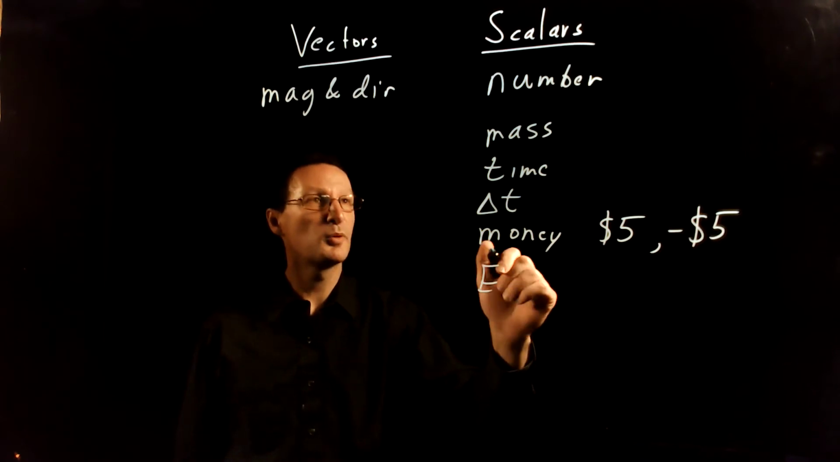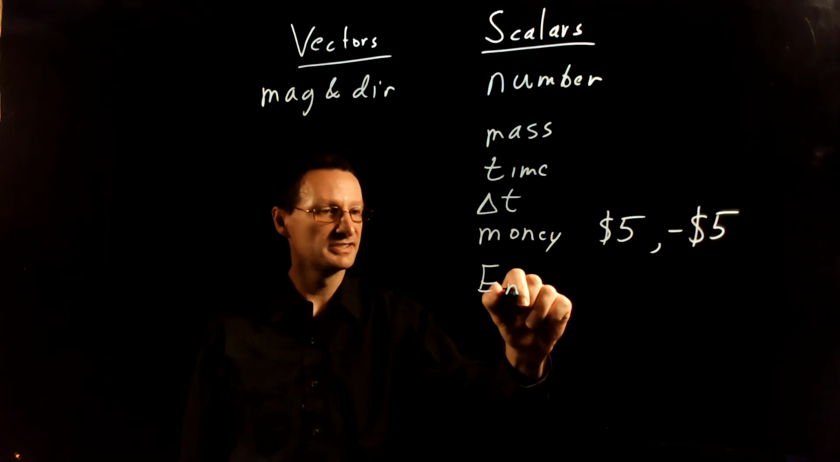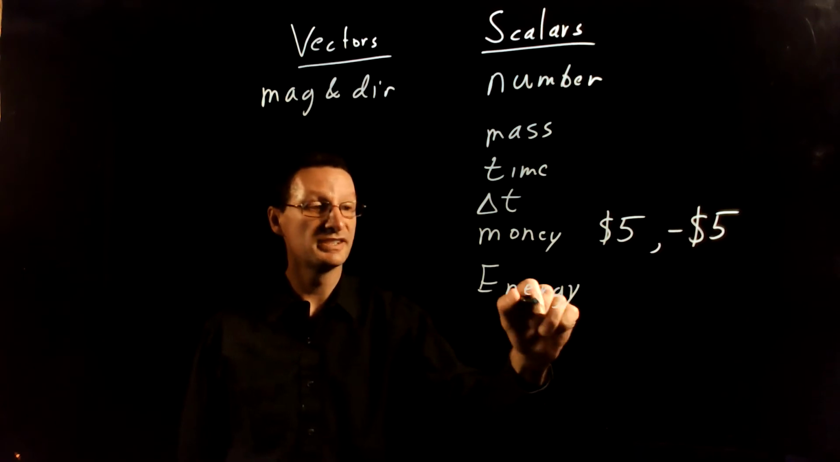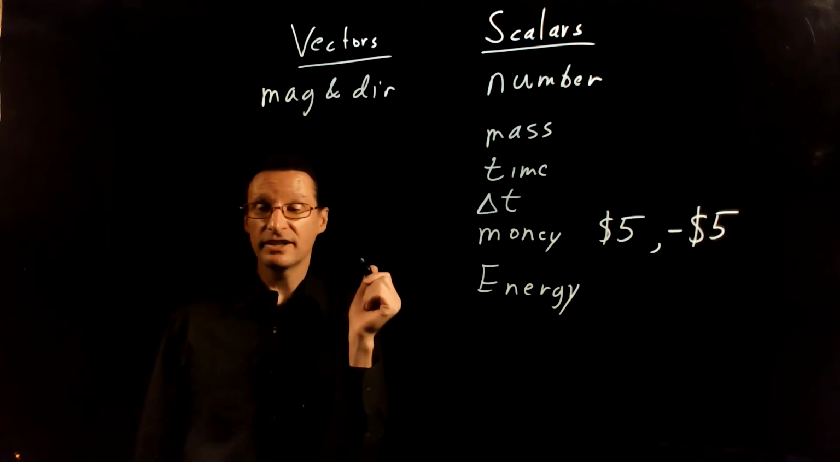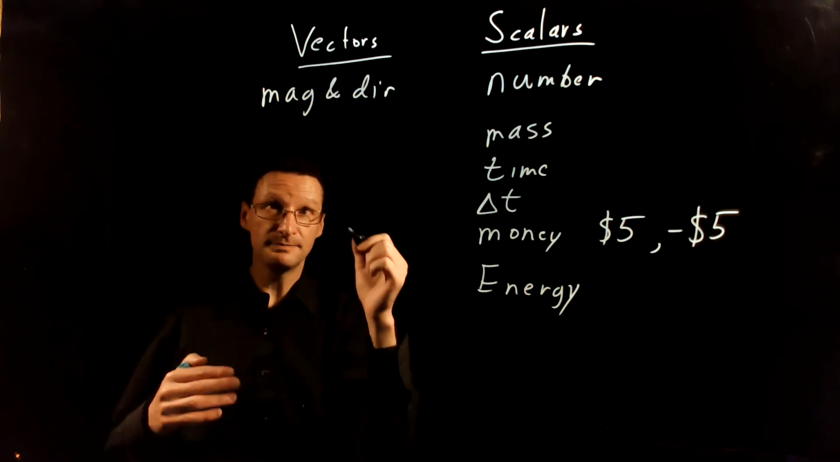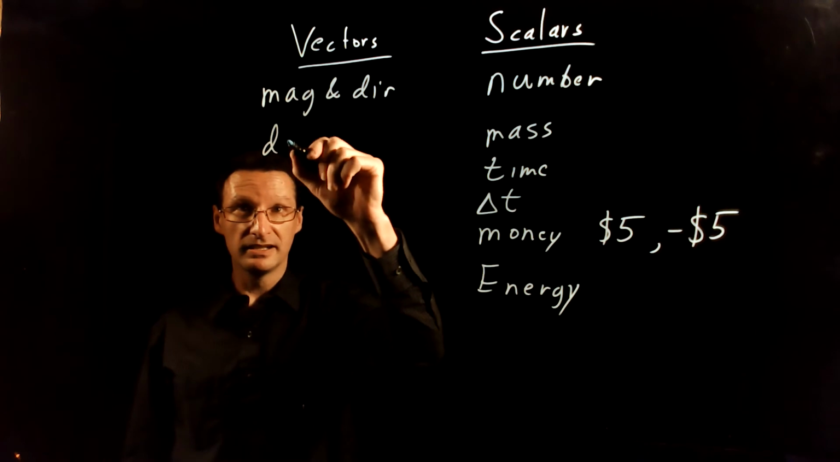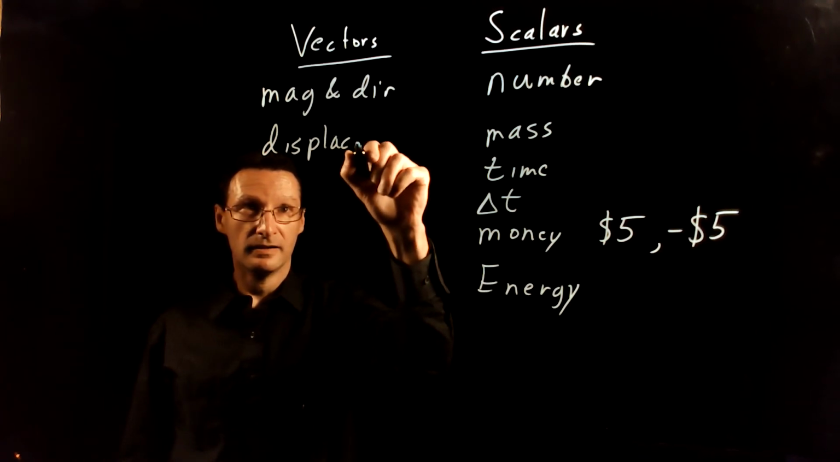One more important physics example is energy. Energy is a scalar. It's just a number, just an amount. Vectors, on the other hand, have a magnitude and direction. Some examples of that would be displacement.